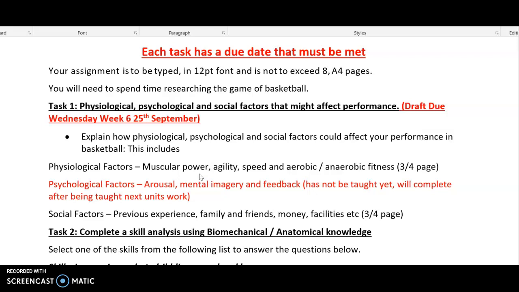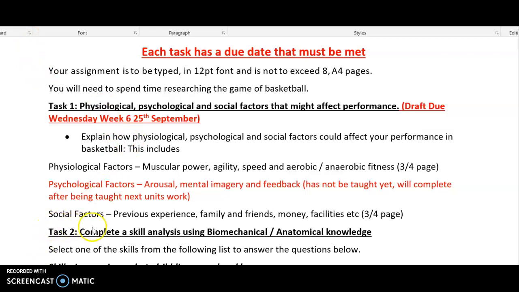It's better to do a few factors in depth rather than doing quite a lot and this being very descriptive and not going into the detail. Again, you could easily fill up the three-quarters of the page, but it could be all descriptive work. Remember, we're looking at explaining how a factor could affect your performance, and within that, including an example.